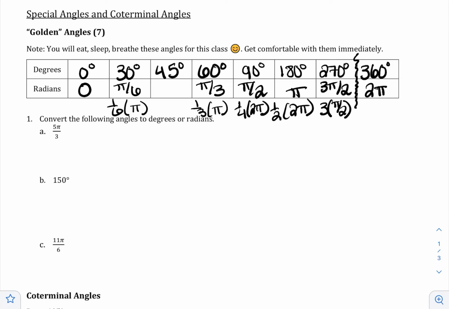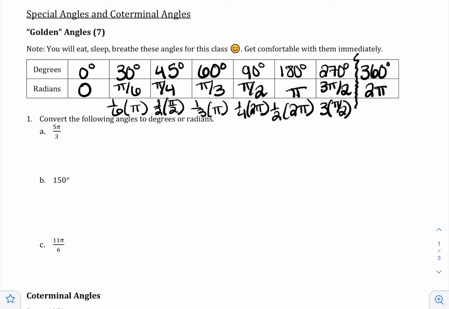And then last we have 45 degrees. Okay, we can think of 45 degrees as a half of 90. So this is a half of pi over 2. So this is pi over 4. So try to use the ones that you already know, because normally people can remember 360 equals 2 pi pretty easily. They remember 180 is equal to pi pretty easily. So use what you already know to help you with the other ones, to help you memorize them. So here are your golden angles.